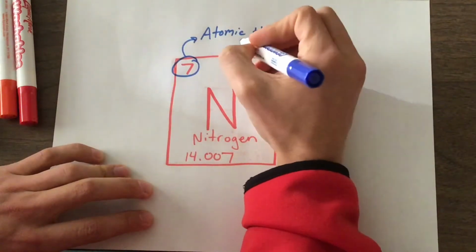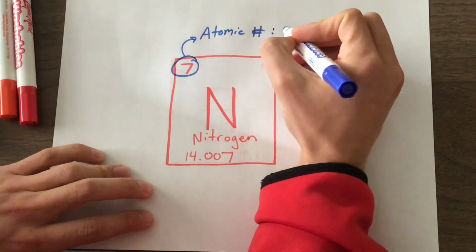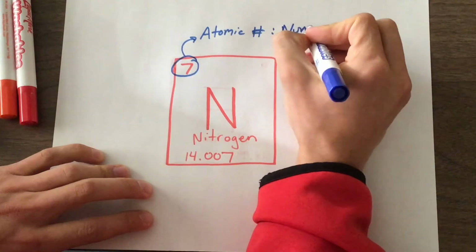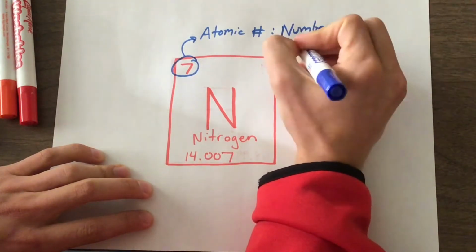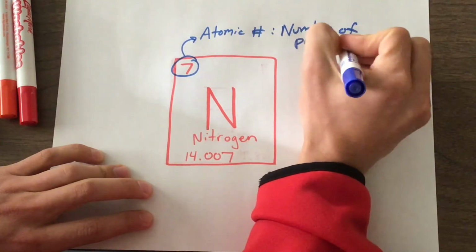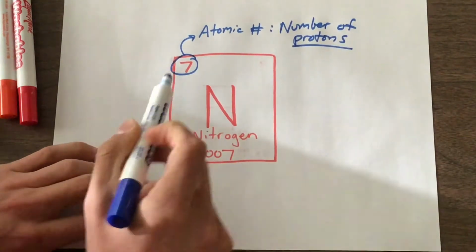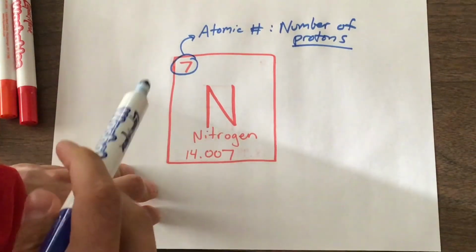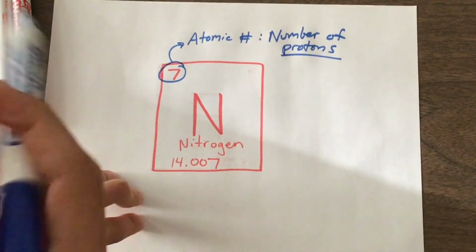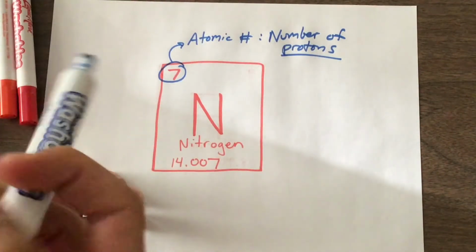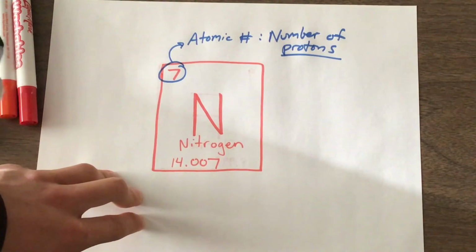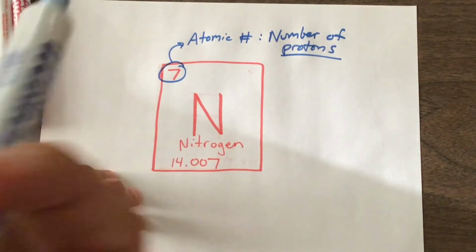So the atomic number tells us the number of protons that an element has. There are 7 protons in this nitrogen element. Now, if we added a proton and then we have 8, boom, we no longer have nitrogen. We would now have oxygen.